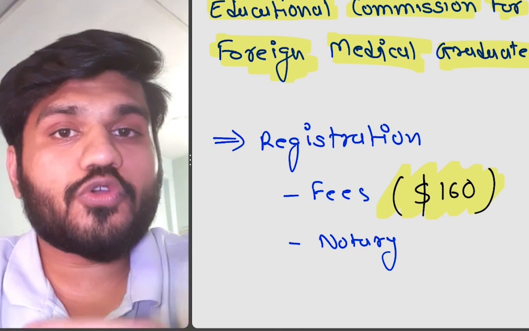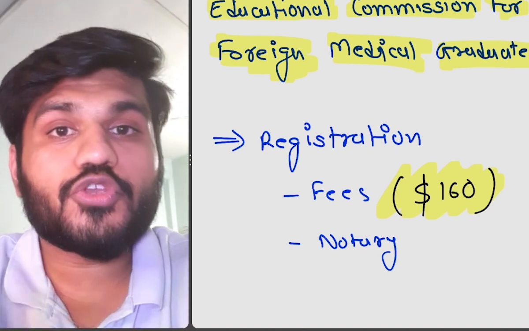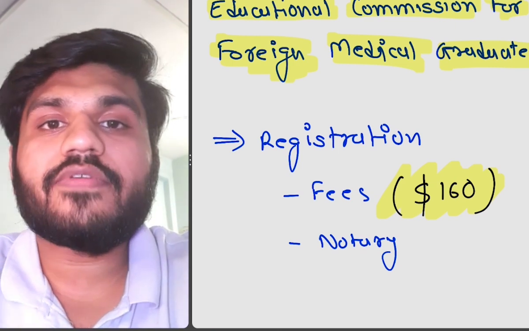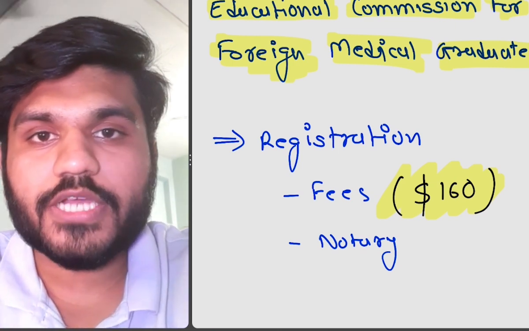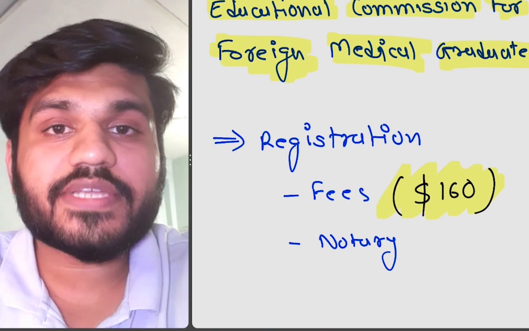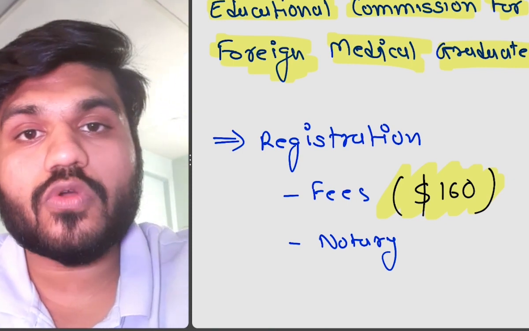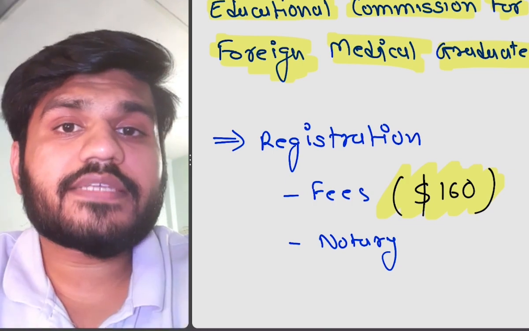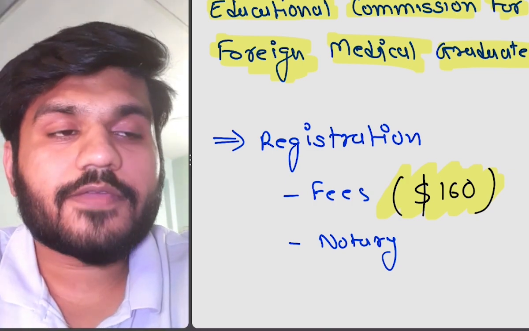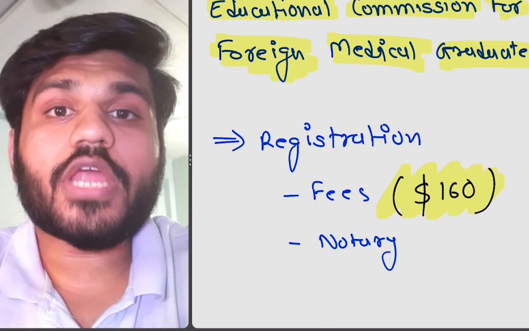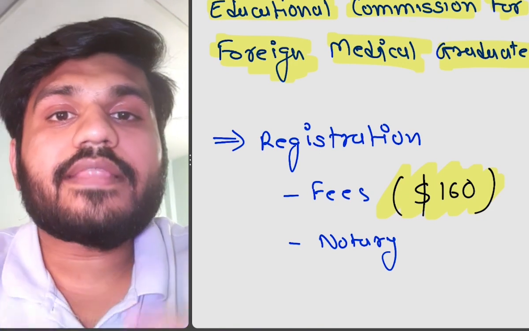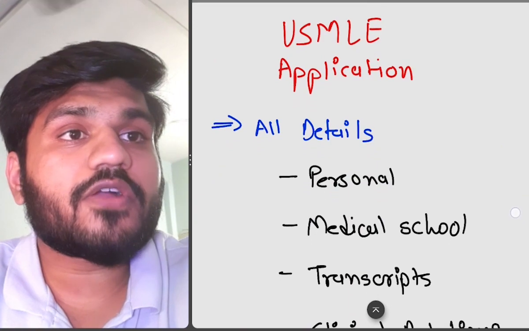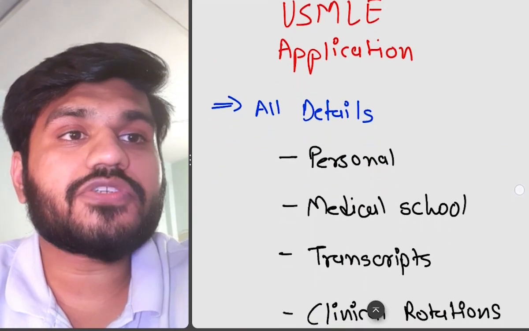While doing this process you also have to do a notary, in which US advocates who are ECFMG certified will call you and do all the verification of your passport, and they will also do your biometrics, like checking whether your face matches your photo or not. So this is the first step of the USMLE application. This process takes about a month to verify. After 1 or 1.5 months your application will be accepted, and then you can move on to choosing your date of USMLE.